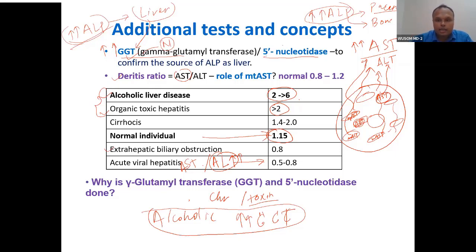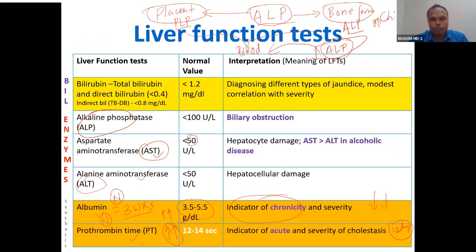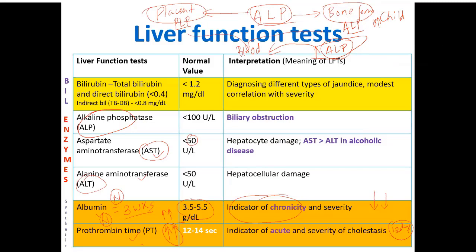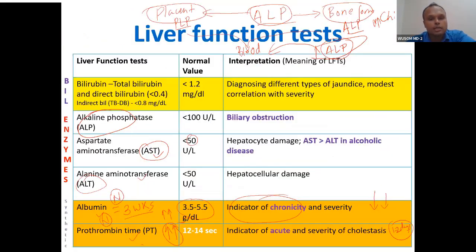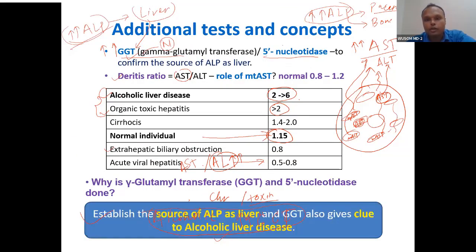Did you understand this liver function test? Is there any question? Okay, so we will go a little faster now. Liver function tests establish the source of ALP as liver, and GGT is also a clue for alcoholic liver disease. If you memorize and understand these 3 slides, you will not have a problem in liver function tests.